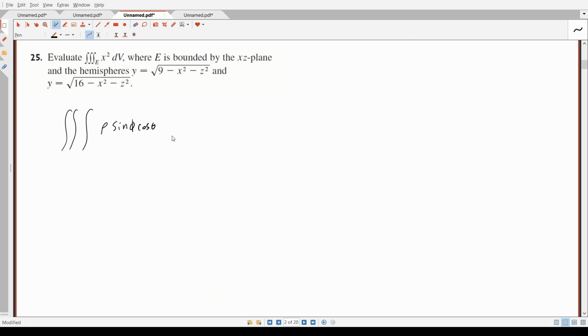Now we square this. Whenever we change coordinates from rectangular coordinates into spherical coordinates, we have to include the term rho squared sine phi d rho d phi d theta. This is just like when we did polar coordinates: whenever we changed into r and theta, we had to include this r dr d theta.